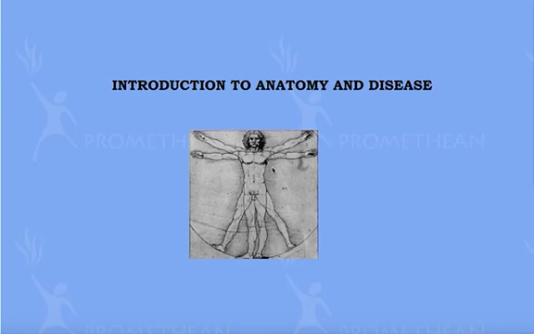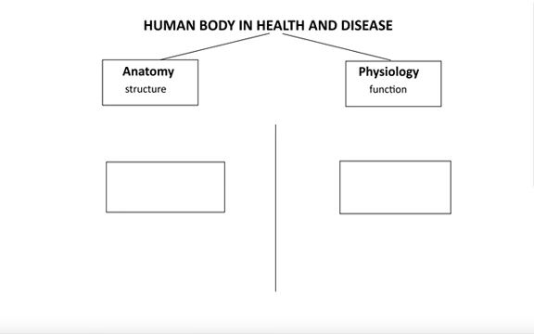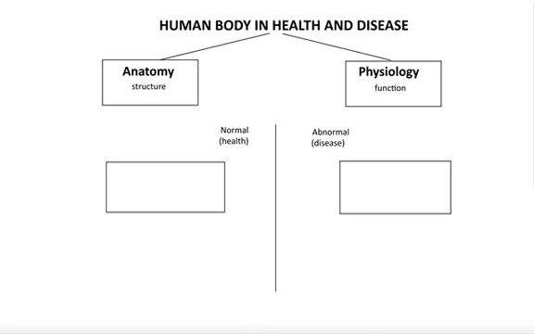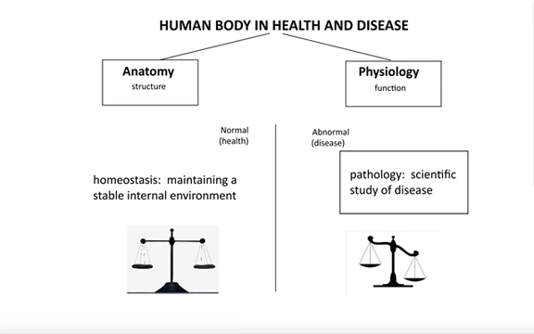This video is an introduction to some of the terms that you'll become familiar with in anatomy and disease. Anatomy is the study of structure, and physiology is the study of function of the human. We'll look at it in two different ways: a normal and healthy individual, or an abnormal or diseased individual. The term used for normal, we have a level of homeostasis maintained in the body. So it's maintaining that stable internal environment inside the human.